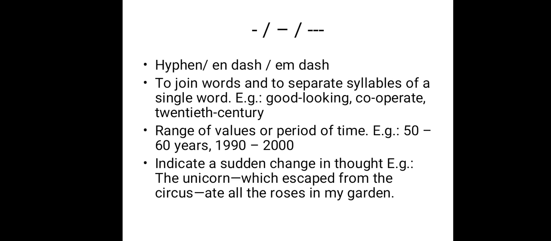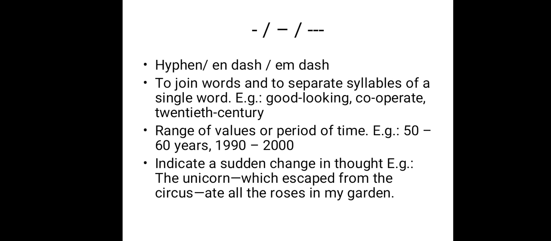You can call it, there are different forms, but it's always the same line, except the size matters. It differs. First is a hyphen, which is a very short dash. And second is the n dash, which is actually the size of the letter n. And the third is the m dash, which is actually the size of the letter m. So that's a basic difference, but they are used for different purposes as well.